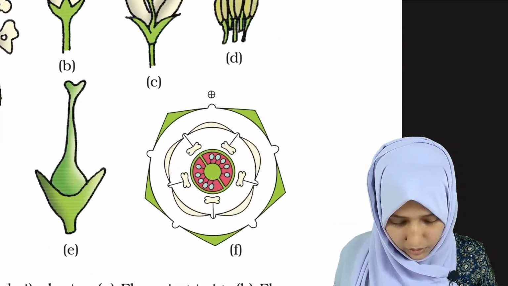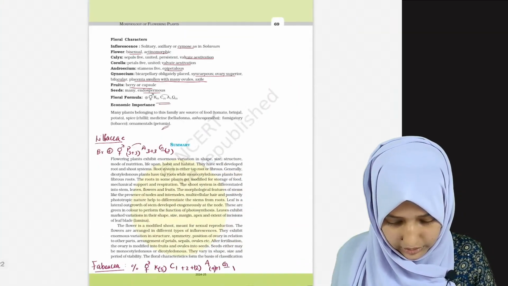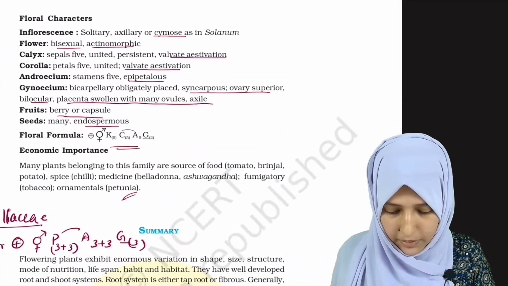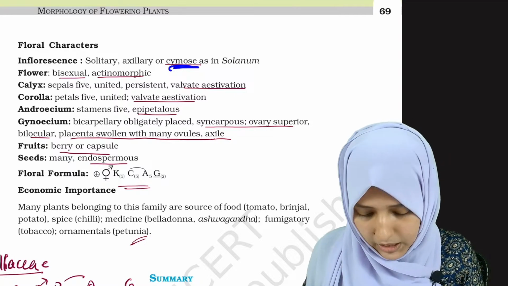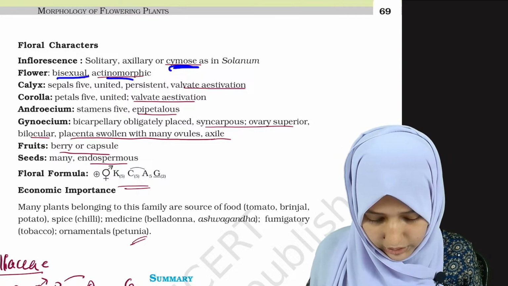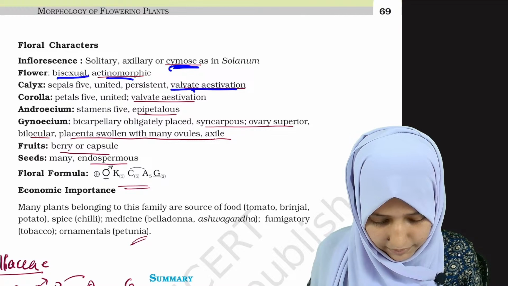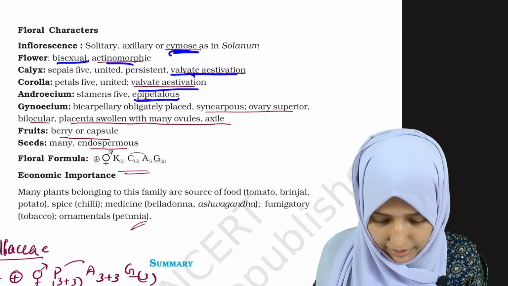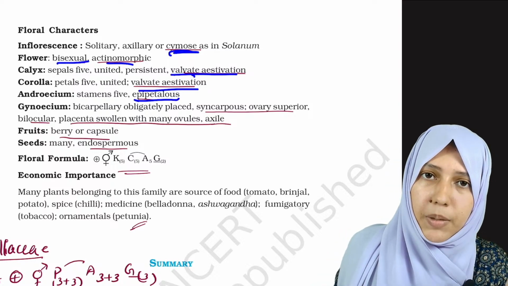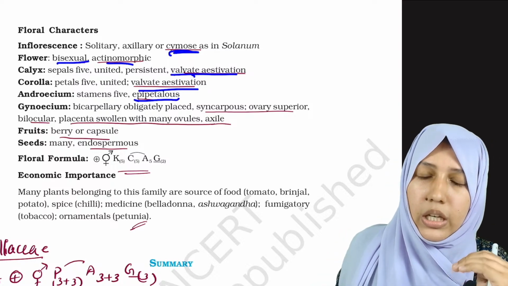Now coming to the floral diagram, we'll see the floral diagram and floral formula. The inflorescence is cymose. All these points you have to note. The flower is bisexual and actinomorphic. The calyx has valvate aestivation, and the corolla is again valvate aestivation. The androecium is epipetalous. What does epipetalous mean? The stamens are attached to the petals.